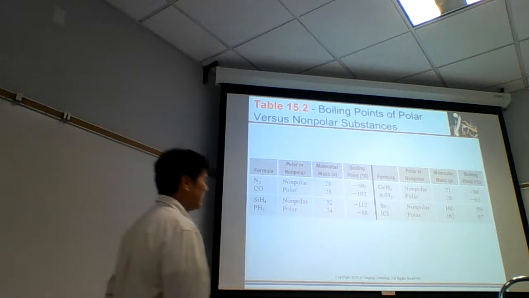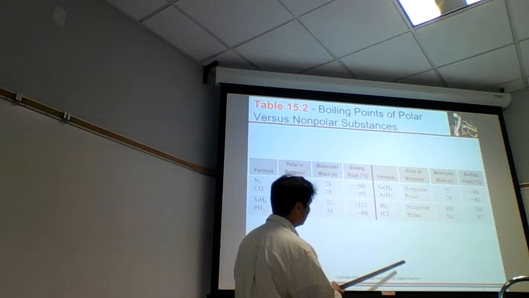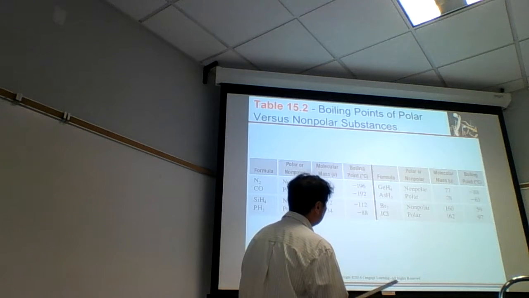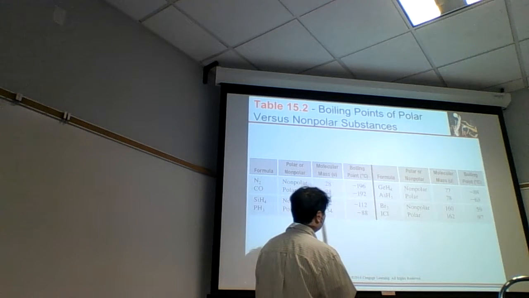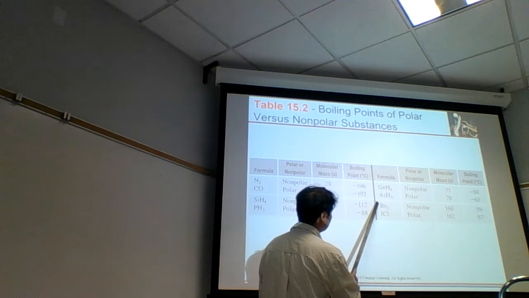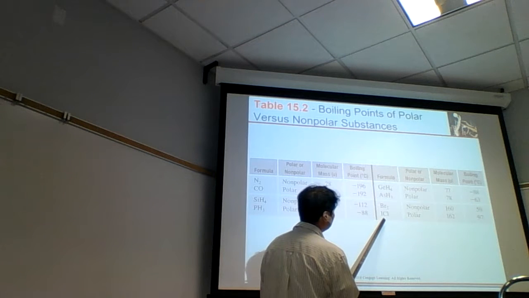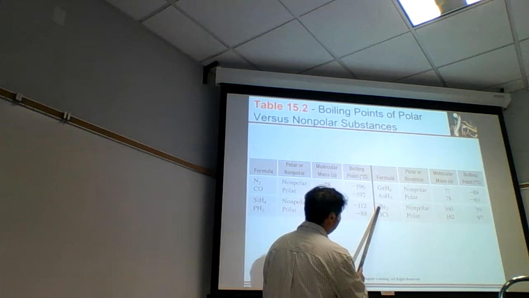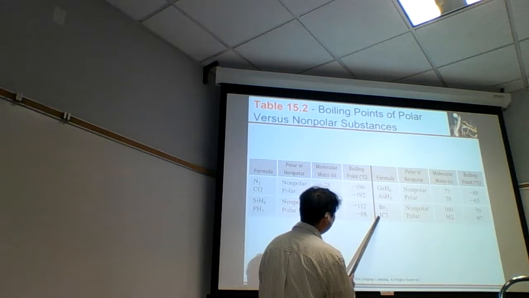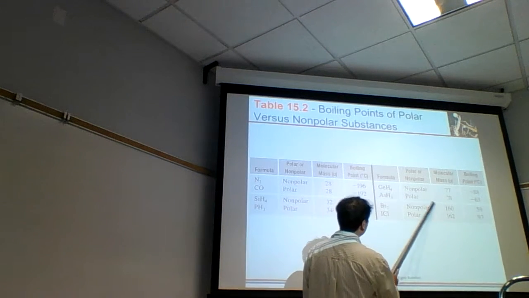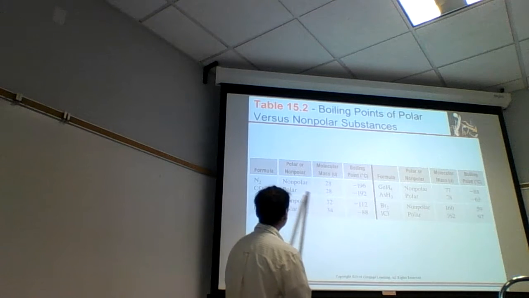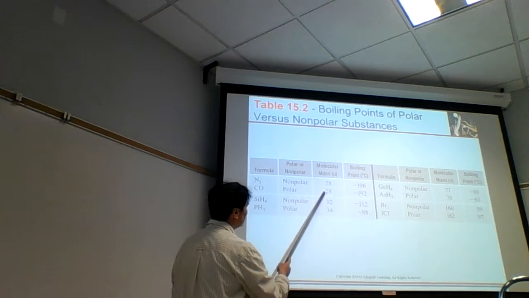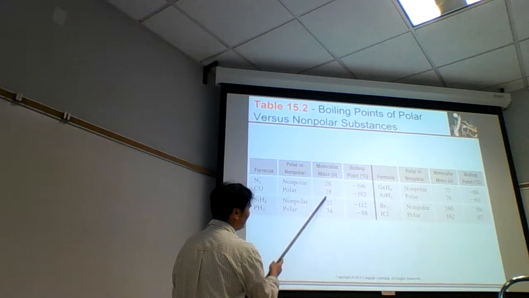So it turns out that those instantaneous dipoles are very important. What we can do is compare things of greatly different mass. Bromine and ICl have very similar mass, but if we look at ICl versus something like CO, these have very different mass. And the mass is going to be related to how many electrons.